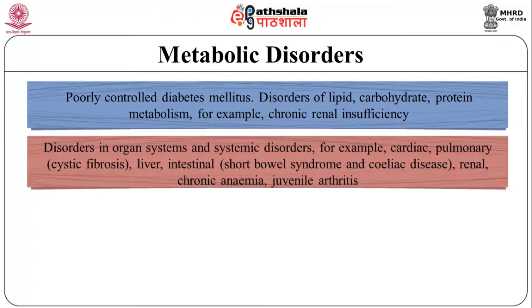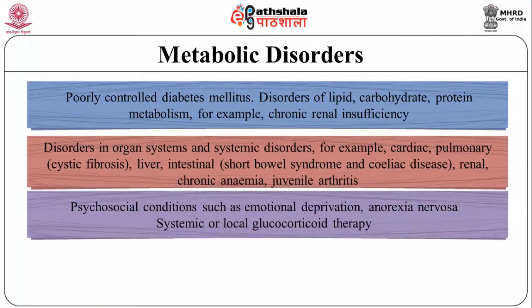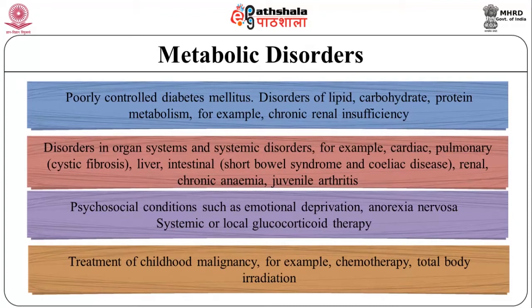Disorders in organ system and systemic disorders, for example, cardiac, pulmonary, cystic fibrosis, liver, intestinal, short bowel syndrome and celiac disease, renal, chronic anemia, juvenile arthritis. Psychosocial conditions such as emotional deprivation, anorexia nervosa, systemic or local glucocorticoid therapy. The treatment of childhood malignancy, for example, chemotherapy, total body irradiation, etc.